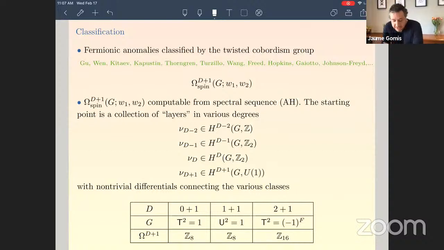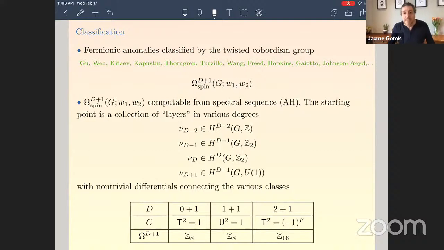Okay, so now let's discuss the classification of fermionic systems. Again, a lot of work went into this. Another statement is that fermionic anomalies for a symmetry are classified by this twisted cobordism group, and the data is again the group and these two cocycles that I discussed. Now, computing this thing is really a mouthful.